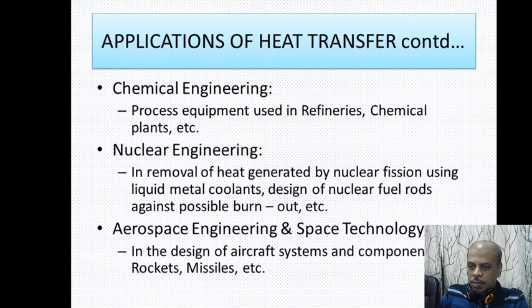In various chemical plants, as we all know, chemical processes are classified as endothermic and exothermic. So depending on the process, we need to either supply heat, or dissipate the heat which is being excessively produced. So these are a few examples from chemical engineering.